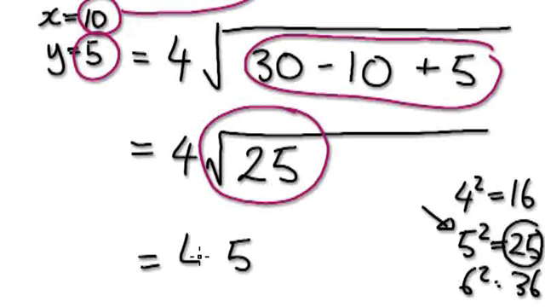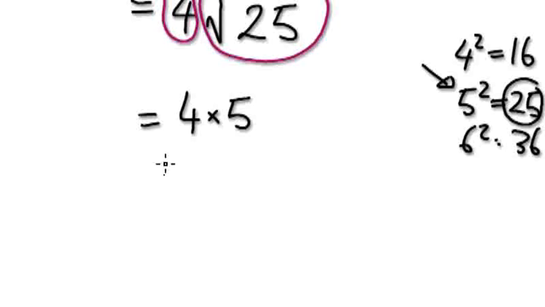Okay, let's take the 4 down. So remember, it's one bubble multiplying this bubble here. So this bubble here is 5. So the overall answer is 4 times 5, which is 20. Okay. All right. How about this one here?